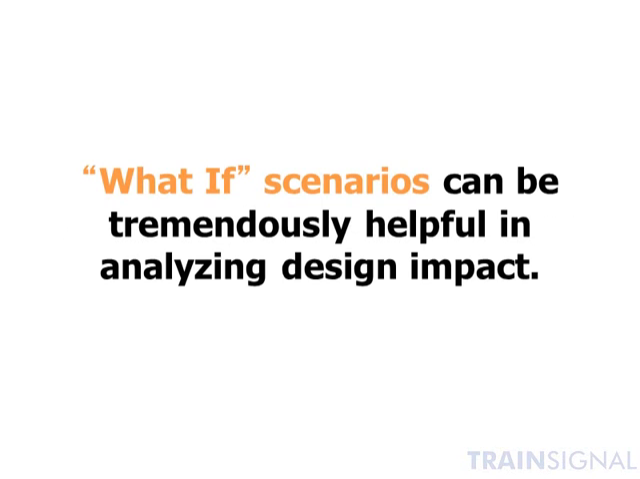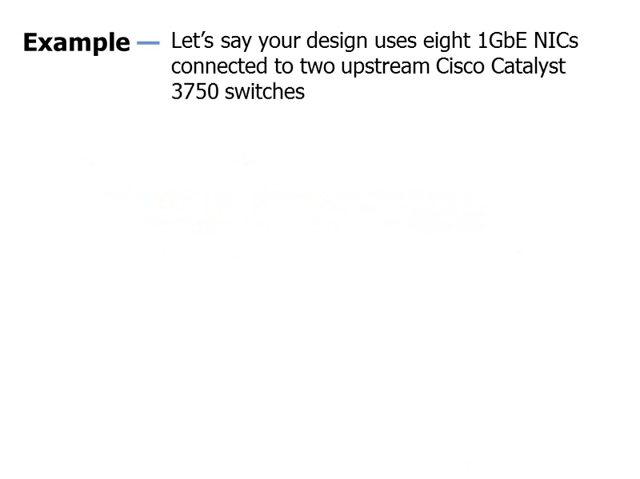The idea here is that you can take your design and you can take one aspect of your design. We're going to focus specifically on the network portion here, but this technique can be used in any area of the design. But what would happen if you were to take one particular part of that design and then change it? So if we say, okay, I've got a design and it's using 8 1 gigabit Ethernet NICs, and I'm connecting them to a pair of upstream switches here. I used Catalyst 3750s as an example, but it could be any stackable switch from Dell, HP, doesn't matter.